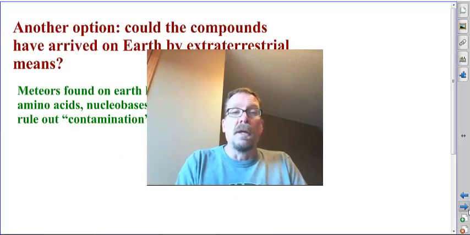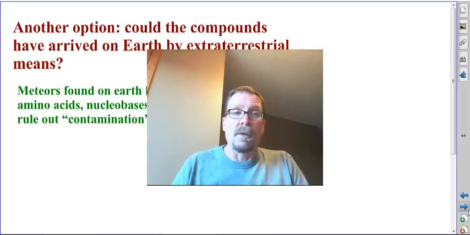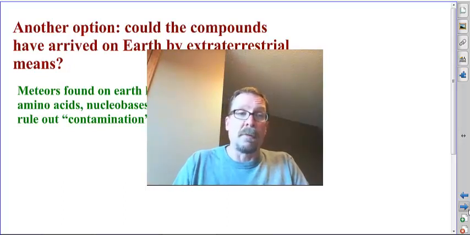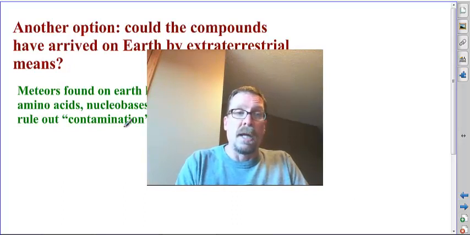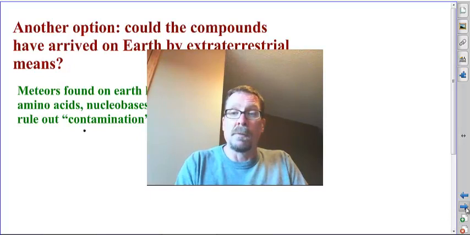Okay. Other option, as we said, could be meteors. Many meteors have hit the Earth, and they can rule out contamination, and they have been found to contain some of those organic molecules that would provide the basis for living organisms. Okay.